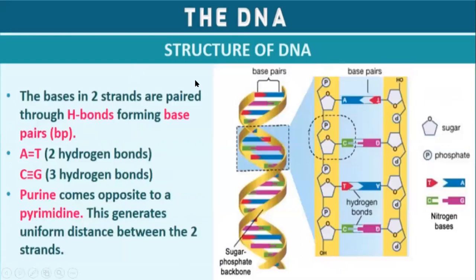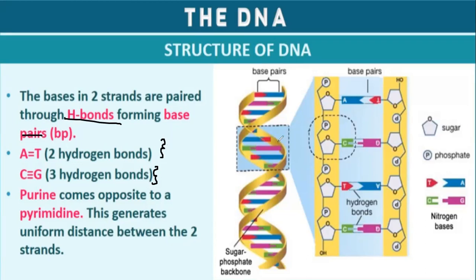The bases in two strands are paired through hydrogen bonds, forming base pairs. Hydrogen bonds hold together the adenine-thymine bond, the guanine-cytosine bond, and in RNA the adenine-uracil bond. Adenine always pairs with thymine or uracil by two hydrogen bonds, and guanine and cytosine pair together by three hydrogen bonds. Purine comes opposite to pyrimidine, and this generates the uniform distance between two strands.